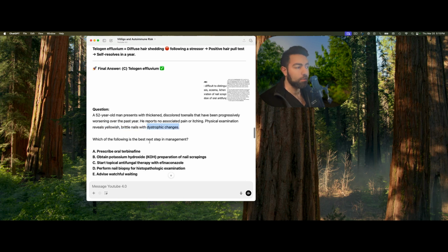Now, which of the following is the best next step in the management of this patient? A, prescribing oral terbinafine. B, KOH prep. C, topical antifungal. D, nail biopsy. And E, advise watchful waiting. So go ahead and pause the video right here, pick your answer, and then we're going to go through each of these options together.